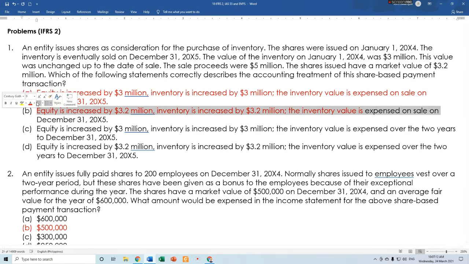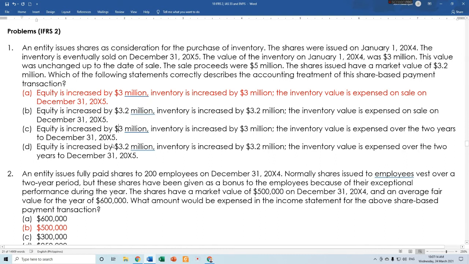Okay? Letter B, wag na yan. Sayang lang ang oras natin at saka yung mga iba. 3 million, 3 million, expense over 2 years. Mali. 3.2, 3.2, expense over 2 years. So mali siya. So ang tama lang is letter A.